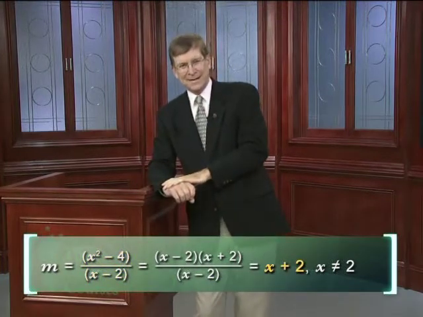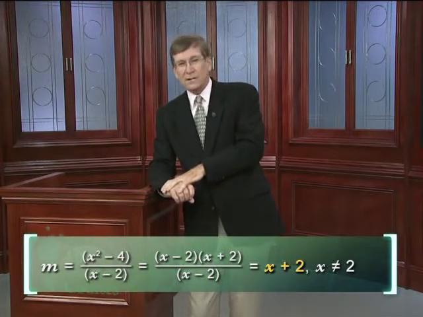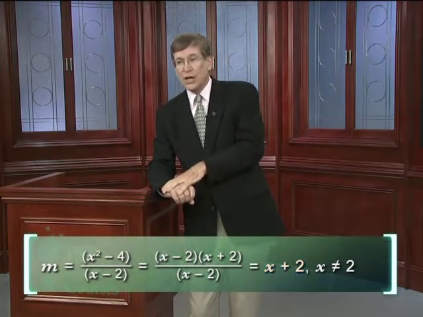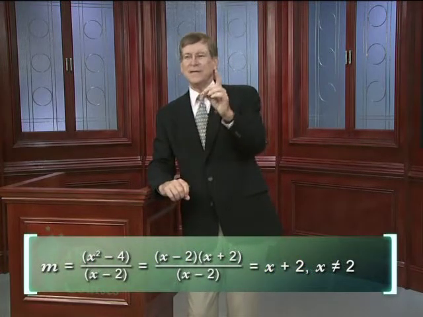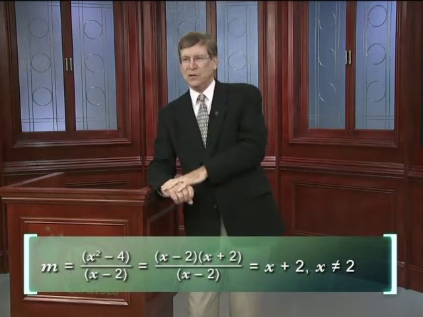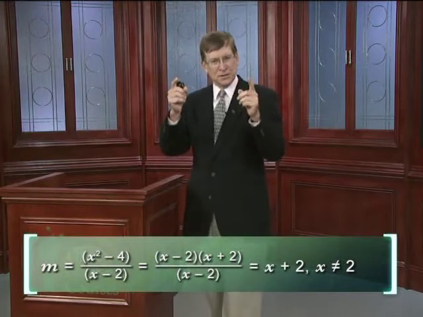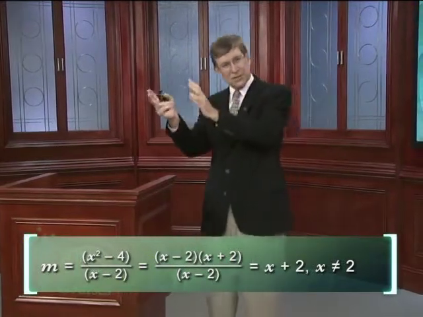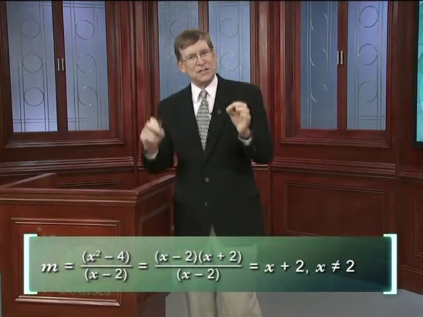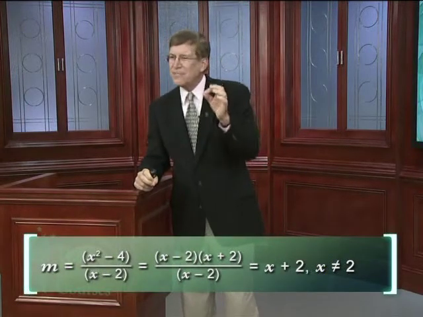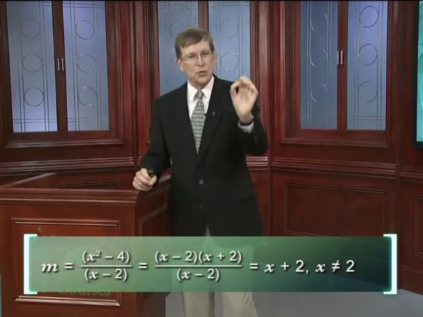Well, that second function is a straight line, isn't it? It's the line x plus 2. The first function is the same as the second function, except it has a hole in it at x equals 2. I like to call it a line with a hole in it. So these two functions, the original one and the simplified version, agree everywhere except at x equals 2. And they have the same limit as I approach the hole, as I approach 2.